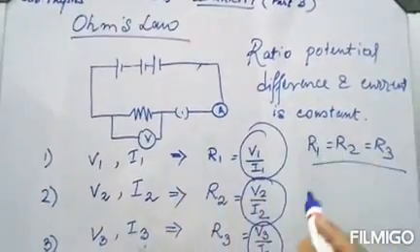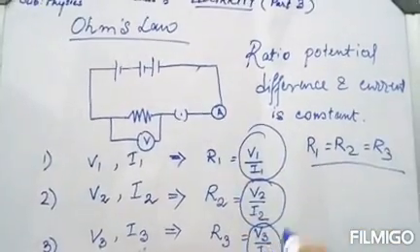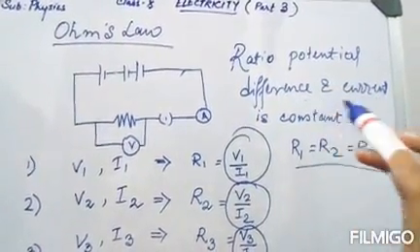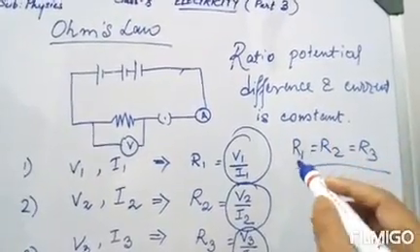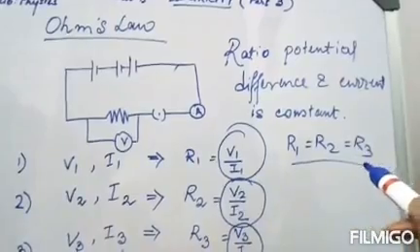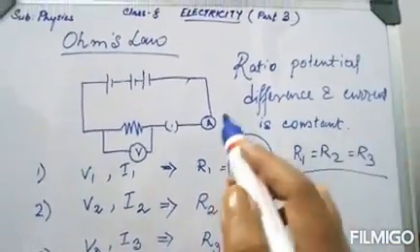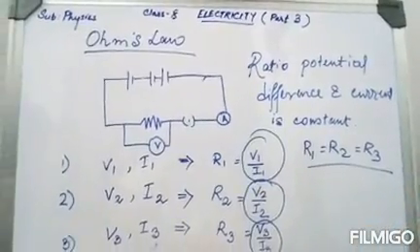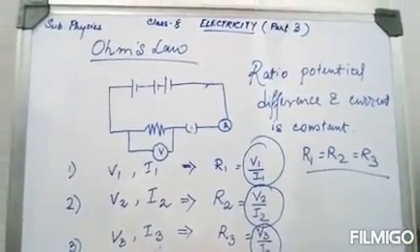And in each case when we calculate, we will see that the ratio of the potential difference and current is constant, therefore R1 is equal to R2 is equal to R3. Hence we can say that resistance is constant. Okay, so this is what is Ohm's law.